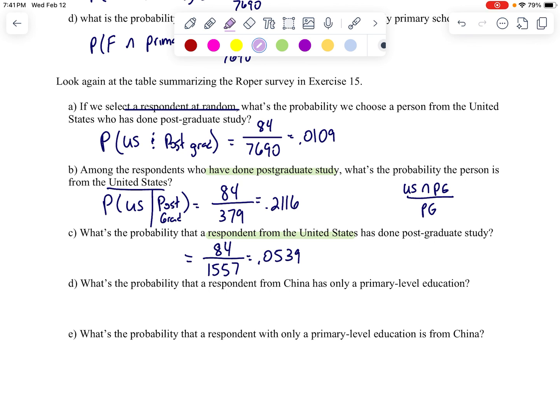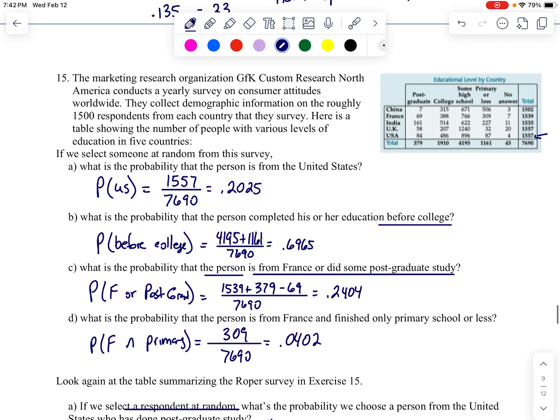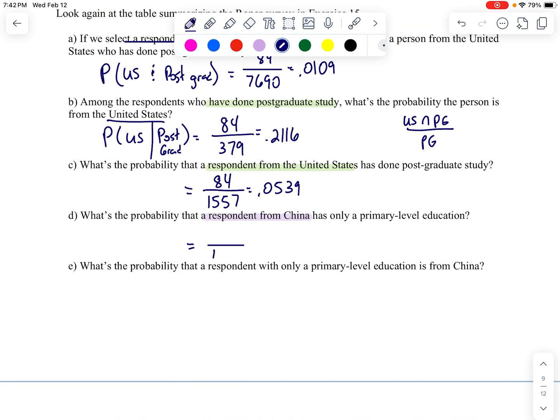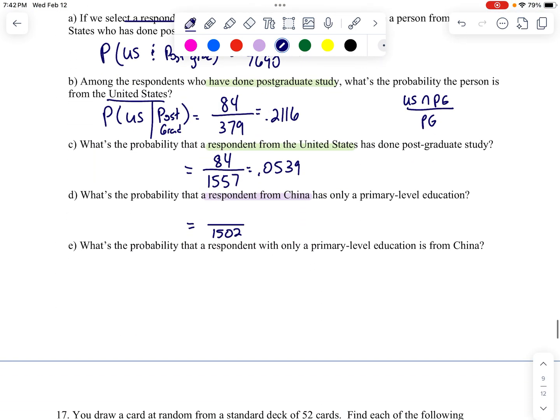What is the probability that a person from China, that a respondent from China, so I'm only worried about respondents from China, so that means my denominator is only going to be from the China row, and that is 1502. And they only have a primary level education, so primary 506. So that would be a 0.3369.